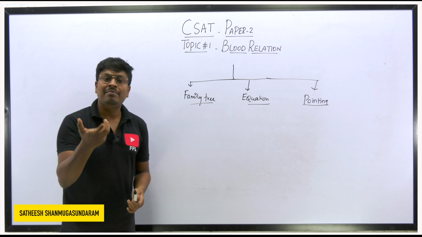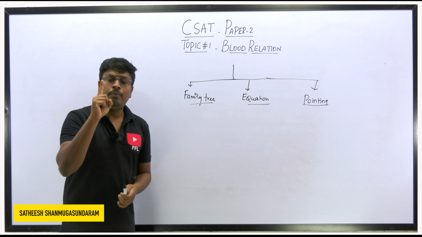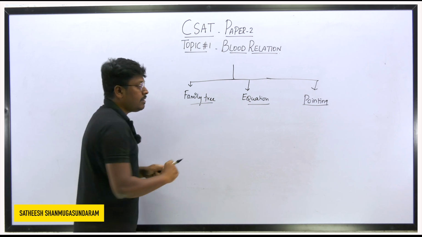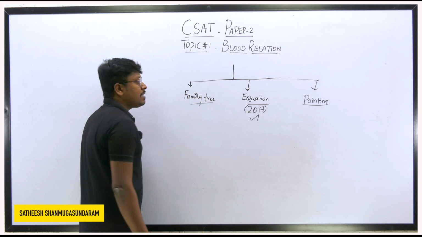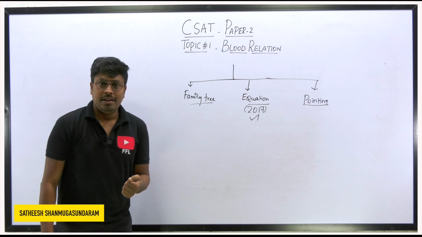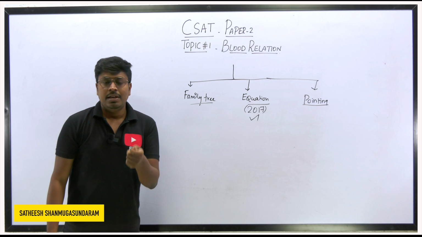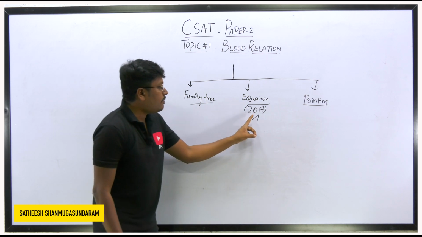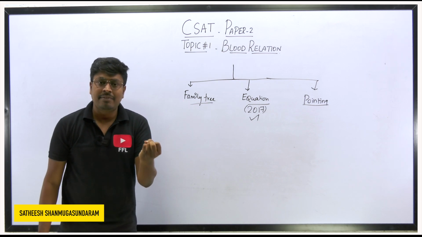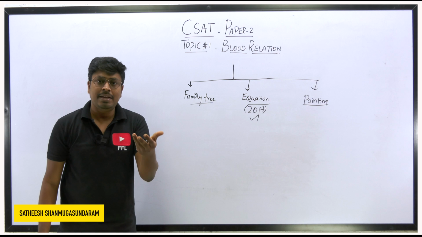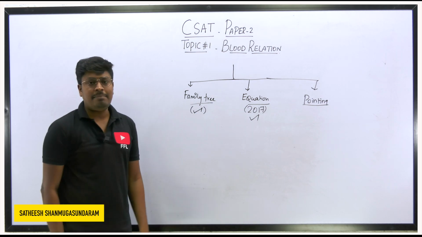But remember one thing, when we look only at the CSAT exam previous year question papers, in the year 2017 alone, they asked one question from the area that is based on equation. If you have the question paper in your hand, you can look at the 2017 paper and see only one question in this equation model. And in all the other previous years, 2011, 2012, 2013, 14, 15 and all the years, you can see questions have been asked only on the family tree concept.